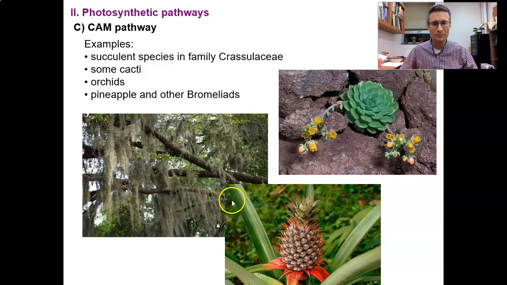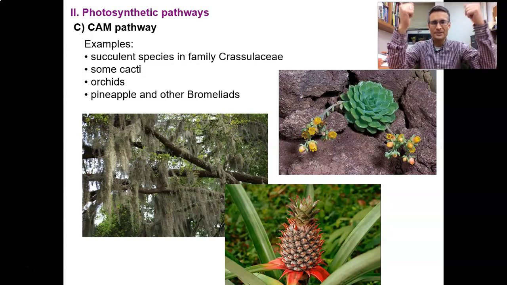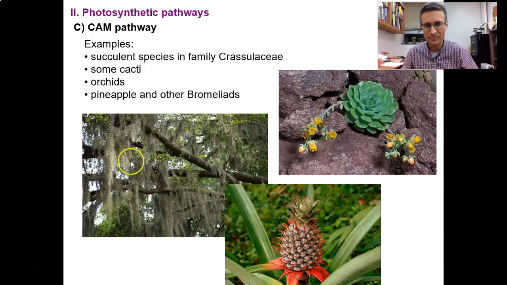This particular bromeliad, pineapples, actually grow in soil, but like so many of these other CAM plants, there are a lot of bromeliads that don't. There are a lot of bromeliads that are epiphytes. The tropics are full of epiphytic bromeliads. You just look into the trees, and the trees are literally dripping epiphytic bromeliads. But in the United States, we don't see a lot of bromeliad diversity.